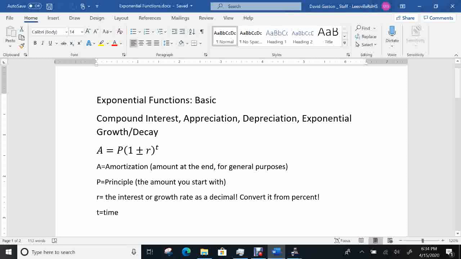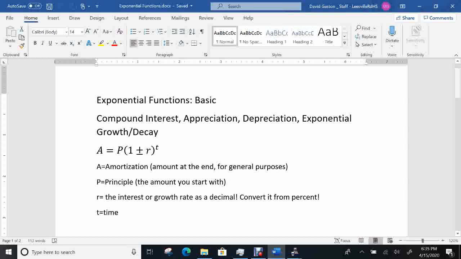Okay, so the formula is A equals P times parentheses 1 plus or minus R, close parentheses to the T. It is plus if you are gaining interest, if something is appreciating, or if it is exponential growth. It is minus if something is depreciating, which means it's going down in value, or if it is exponential decay, meaning you're going to have less. Frequently we see that with half-lives and other radioactive materials.